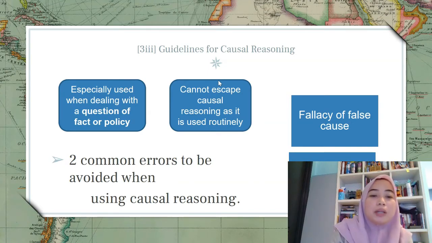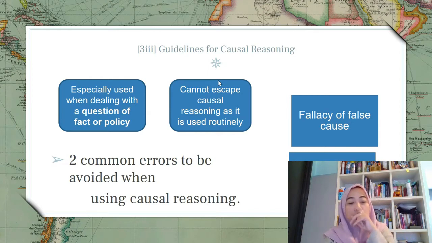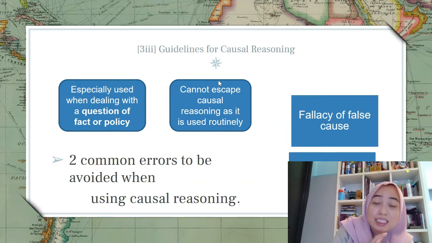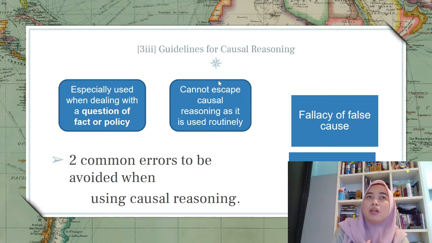And the two common errors that we have to avoid when we want to use causal reasoning: a fallacy is a type of weak argument. You should never use fallacy. So fallacy should not be done when you are doing reasoning. So two things that you have to avoid when doing causal reasoning is number one, fallacy of false cause, and number two is to assume that one event only has one cause.